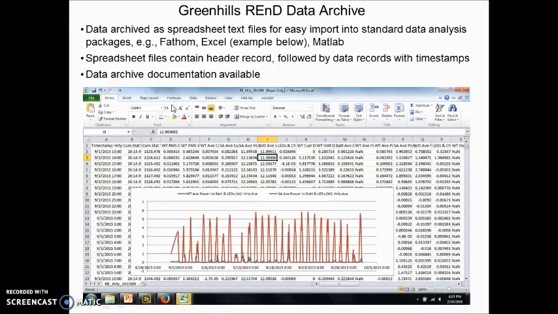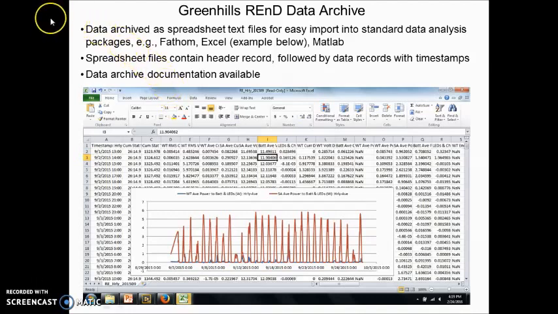The energy dashboard records its archive files in spreadsheet format. They're text files, which means that it's easy to import them into any standard data analysis package, Fathom, Excel, MATLAB, and really any other one that might be of interest.